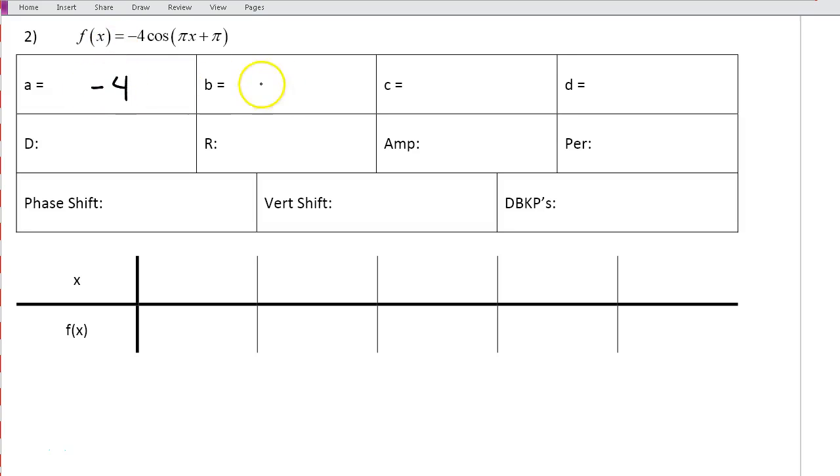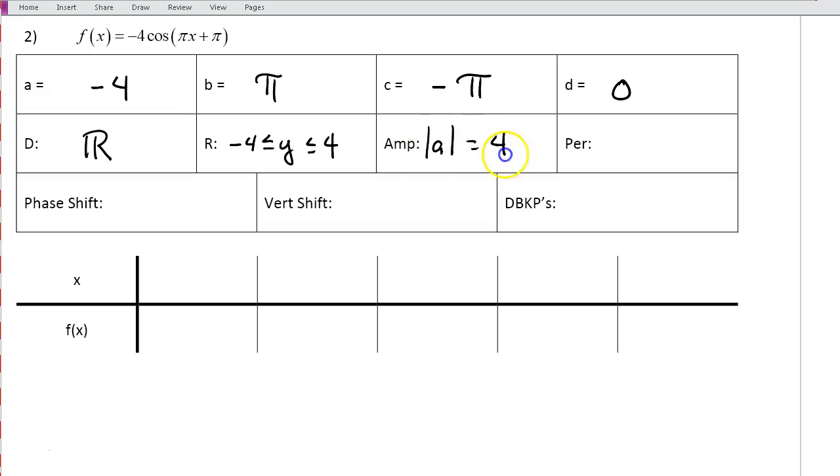So I've got A is negative 4. B is pi. C, now it's going to be negative pi because it's pi x minus negative pi. That's how we get that plus. Again, D is 0. Our domain is going to be all real numbers. We know my amplitude is going to be 4, so we're going to be going between negative 4 and 4. Our amplitude is absolute value of A, so that's 4. My period is 2 pi over B, so that's 2 pi over pi. So those pi's cancel out, and we're left with 2. Phase shift is C over B, so that's negative pi over pi, which is negative 1. Vertical shift is D, which is 0.